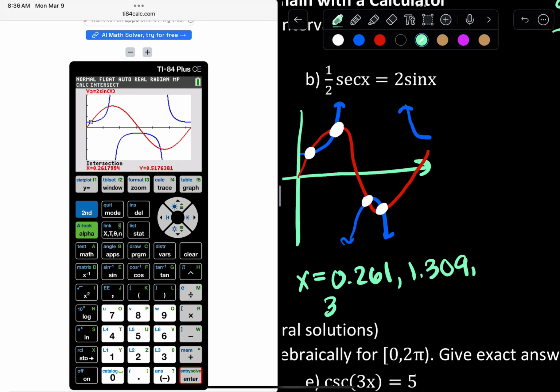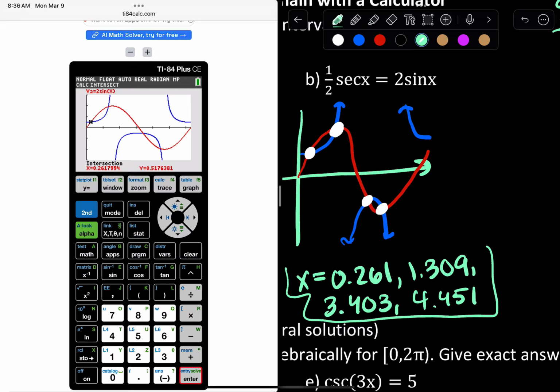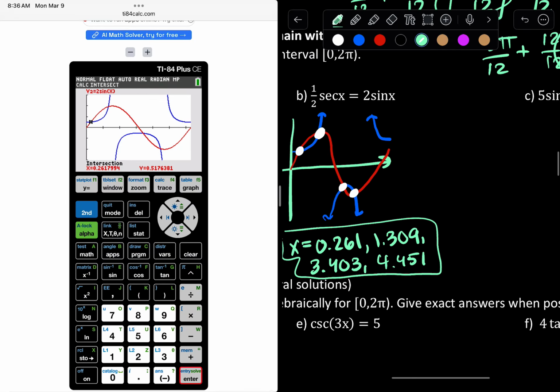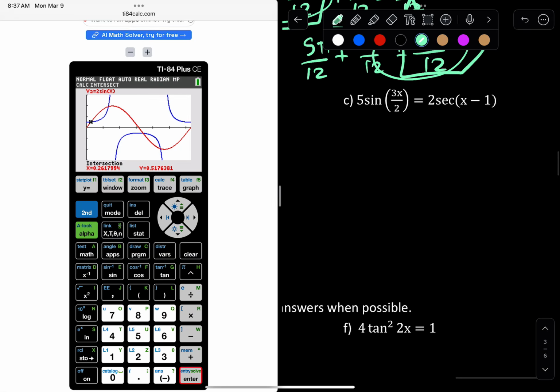The fourth one is 3.403. Sorry, third one. And the fourth one is 4.451. So remember, College Board will accept, you can either truncate the decimal, so I have 0.261, or you can round up to 0.262 depending on that 4th digit. Either one is acceptable. Part C, we have 5 sine of 3x over 2 is equal to 2 secant x minus 1.